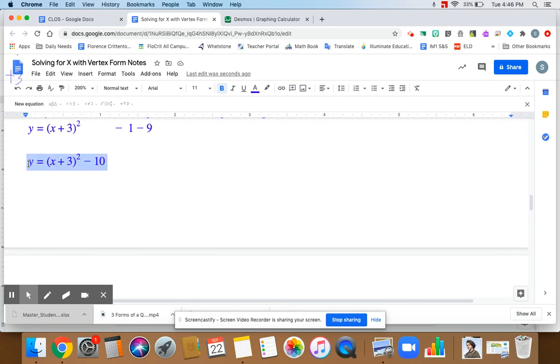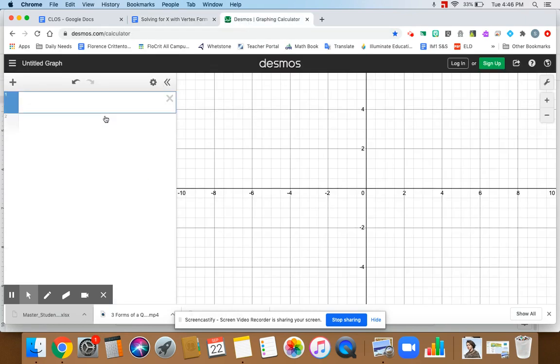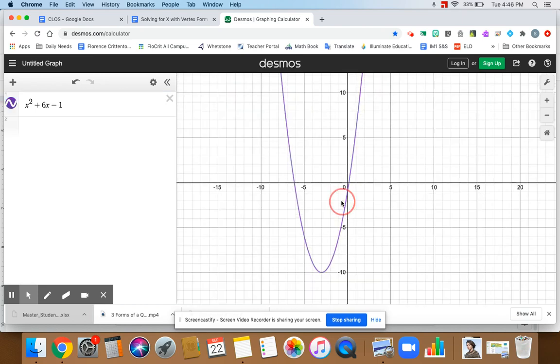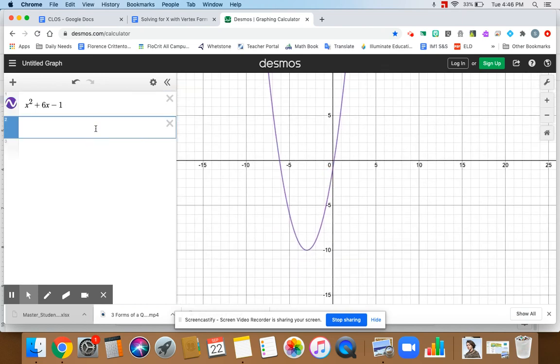I just completed the square and turned it into vertex form. So this is now the vertex form. Here, I'll show you quickly. The first one is x squared plus 6x minus 1. And so that's the graph of that first one. And the second one, if I do x plus 3 squared and then minus 10, look, it's the exact same graph because it went right on top of it. See, there's the purple, there's the black. So it's the exact same graph. It's just now in vertex form.